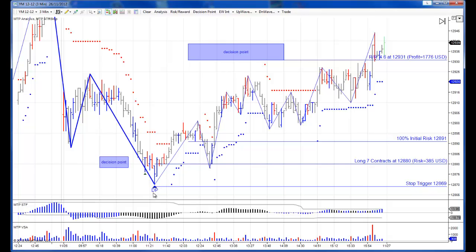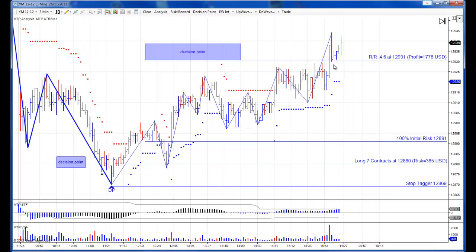As you can see, this actually meant you would have been buying from the very low of the day, which as a trader is always a good position to be in, and actually taking profit not quite at the high of the day but pretty close to it. So this would have been a very nice trade.